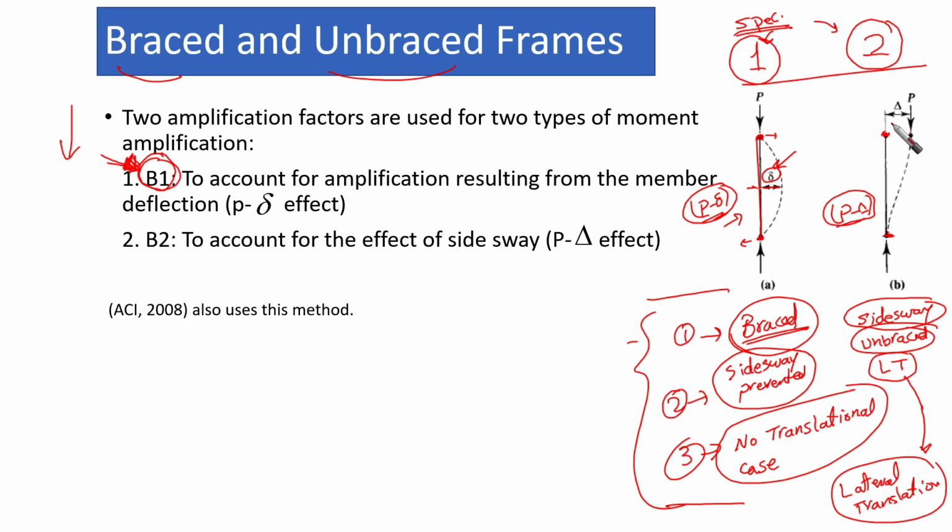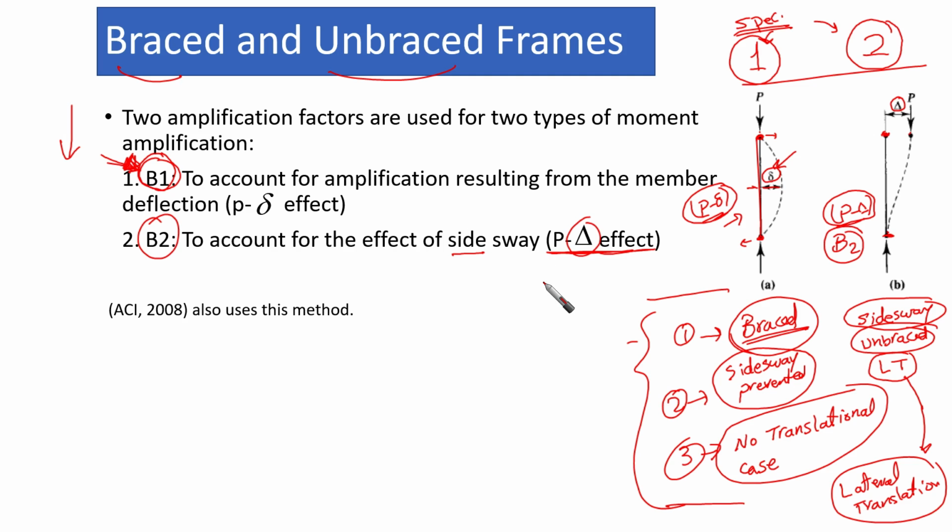Okay, so as you can see here, delta is going to be at one end of the element, and P, the axial force, is going to be applied. This is going to be taken into consideration by a factor called B2. We are going to amplify the moments by B2 to account for the effect of the side sway case, which is P delta, capital delta. This is for steel frames in general.